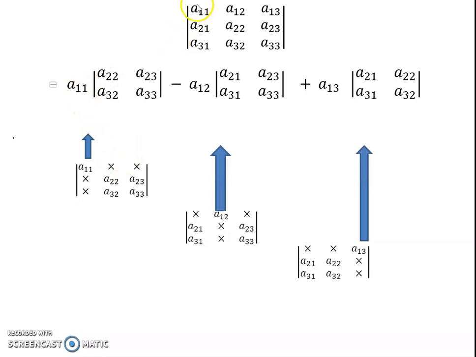How? We have to skip the first row, first column. So we have A22, A23, A32, A33. First row, second column: we have to keep the sign negative. Always remind that. So we have A21, A23, A31, A33. Next, first row and last column: A21, A22, A31 and A32. We should write and always remind this step.